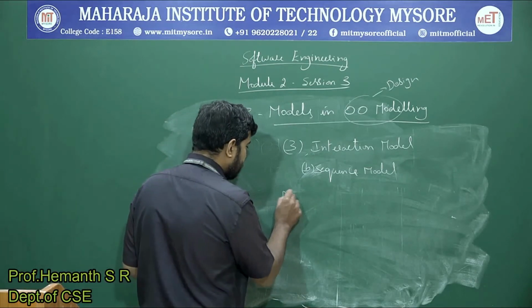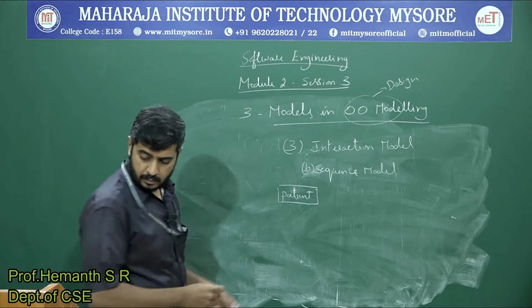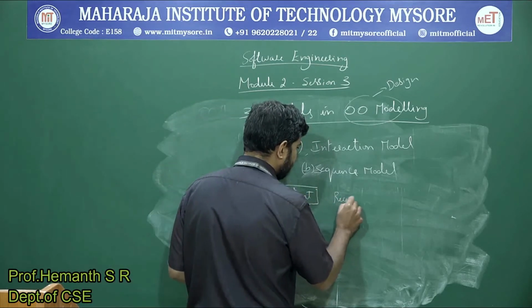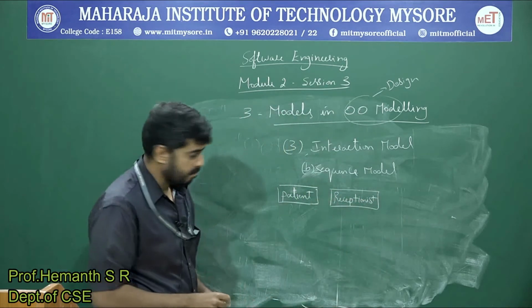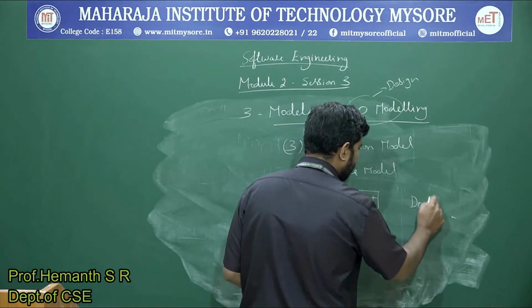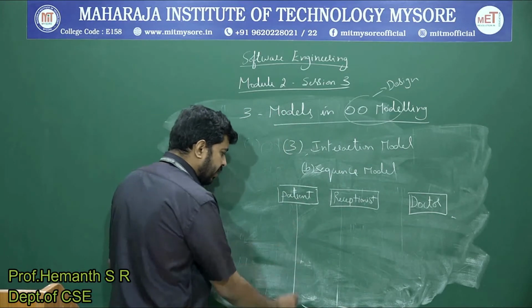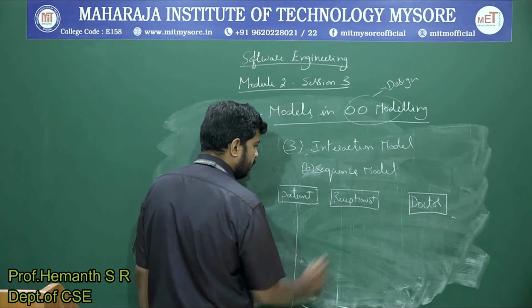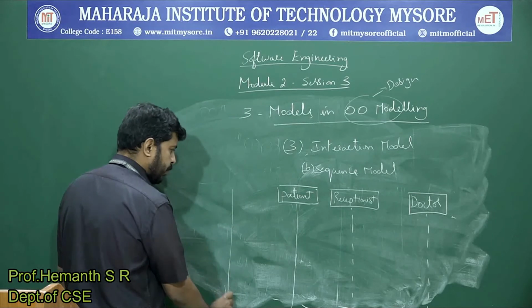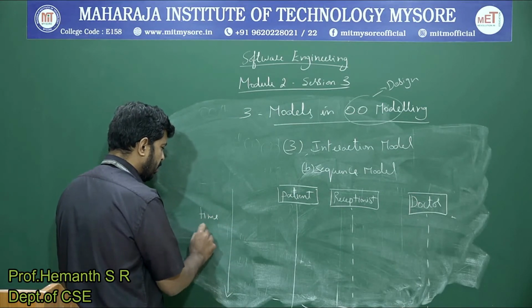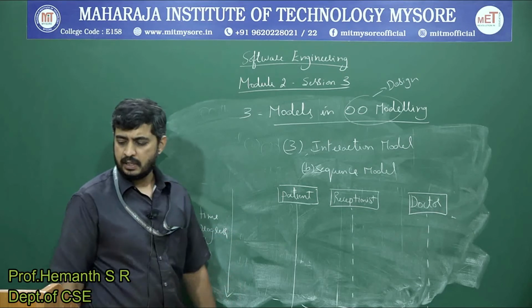Okay, so all the objects we will write here, for example, patient, receptionist, so doctor. Okay, so the vertical line that we are seeing is the time sequence. Okay, so time is progressing in this fashion. So time is progressing in the vertical fashion here.